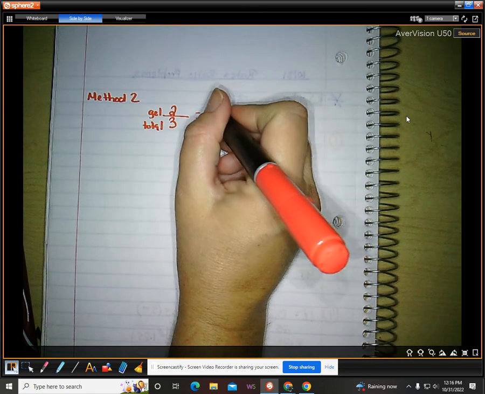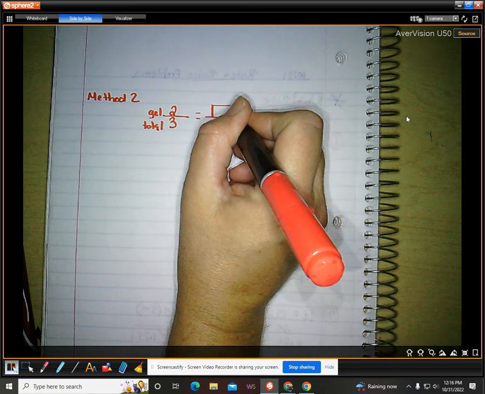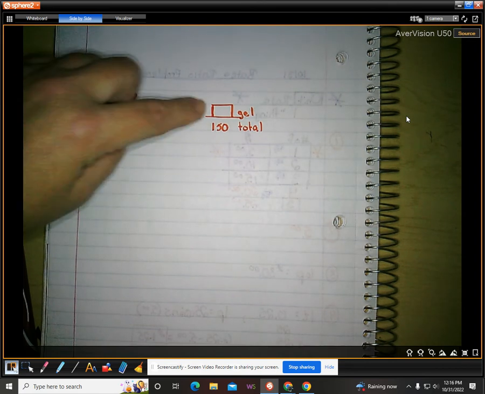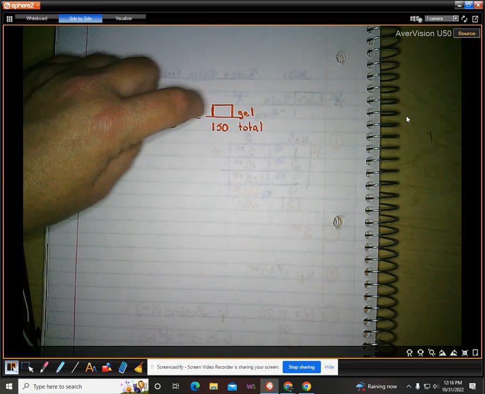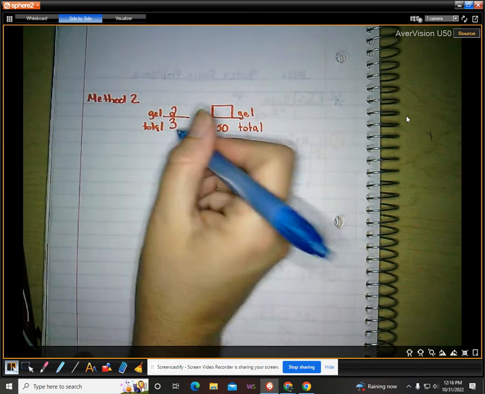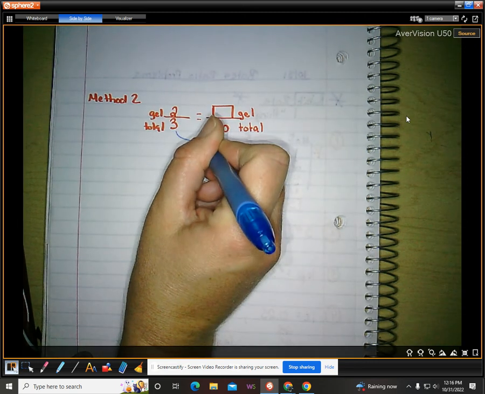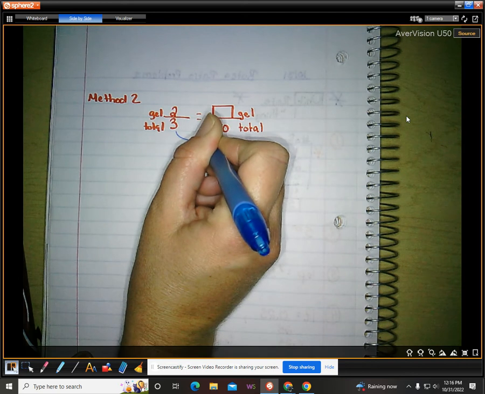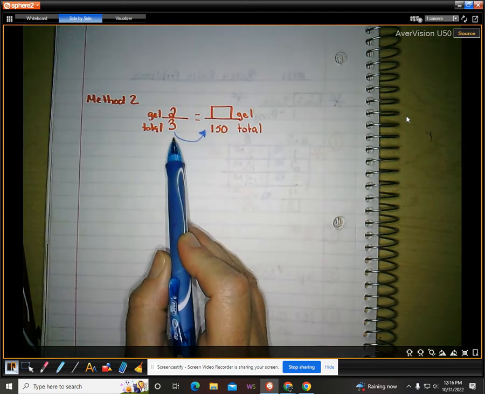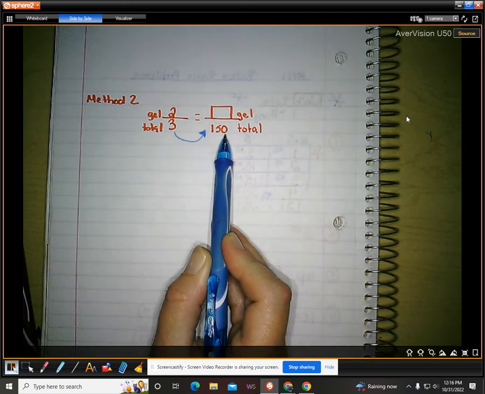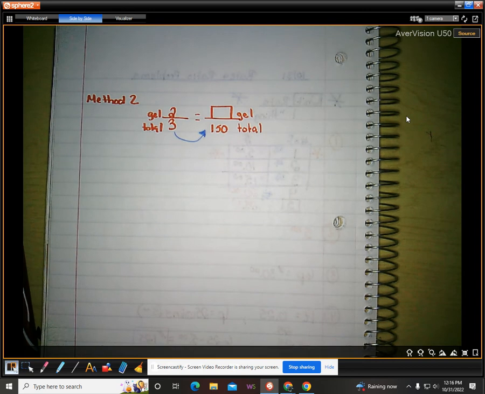So now we have to figure out how many students, if the ratio is 2 to 3, how many students in the school would prefer gel? So we're just writing equivalent fractions. Again, this is where our calculators are going to come in super handy. How can we figure out what we did to 3 to get 150?